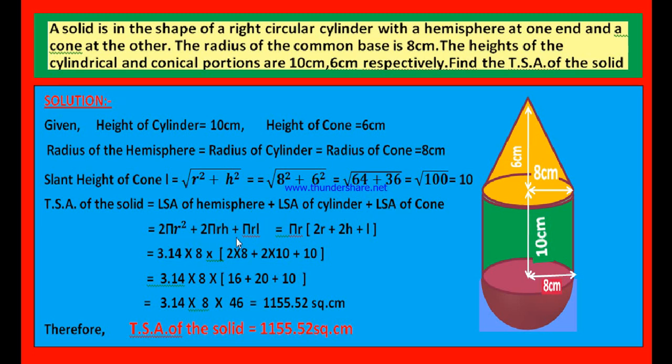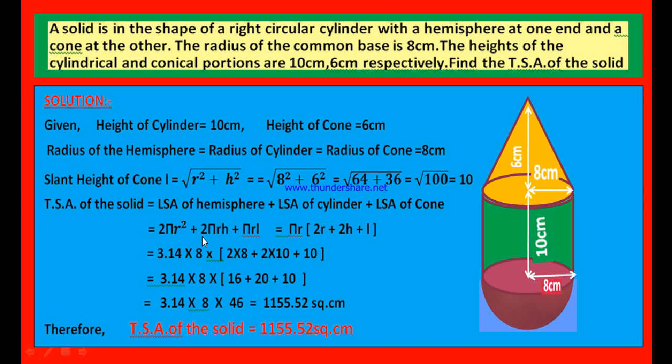If you look at these three formulae, pi r is common. Therefore, let us take pi r common. If we take pi r common, here you have 2r, here we have 2h, and here we have l. Therefore, this is pi r into (2r plus 2h plus l). If you do it like this, with one calculation you can complete the total problem.